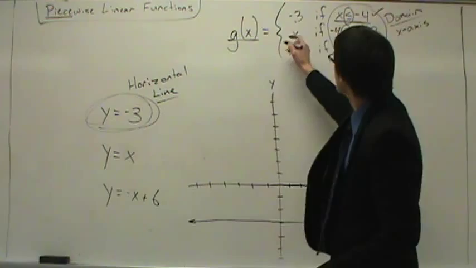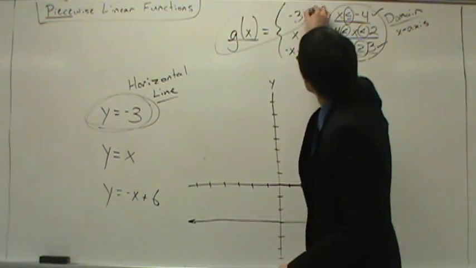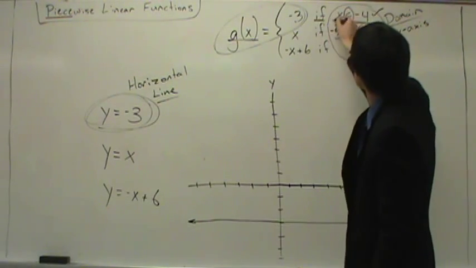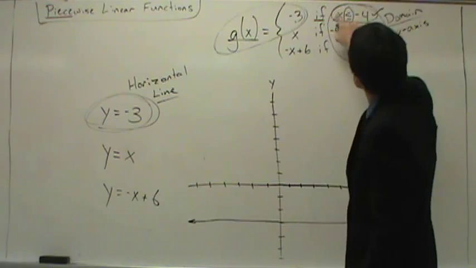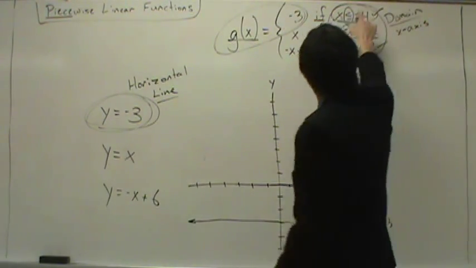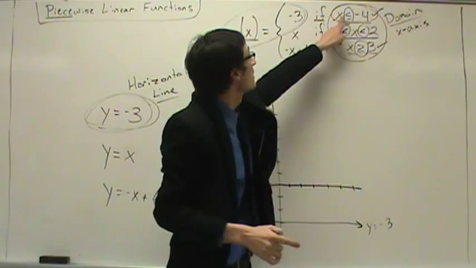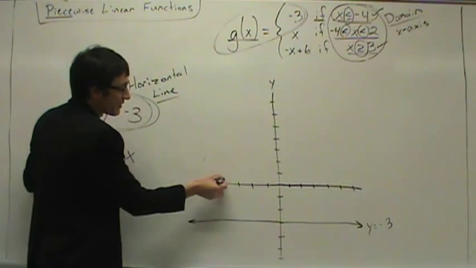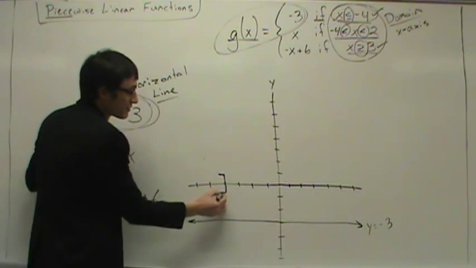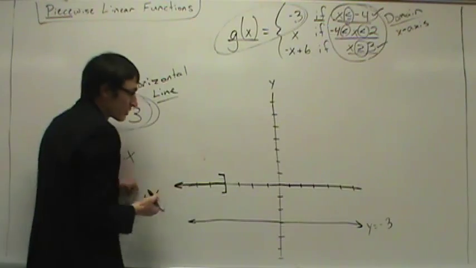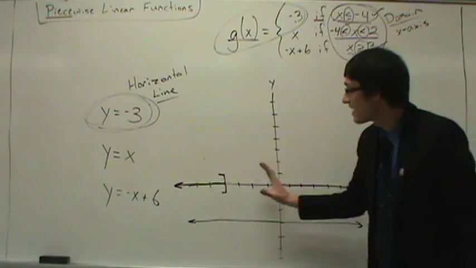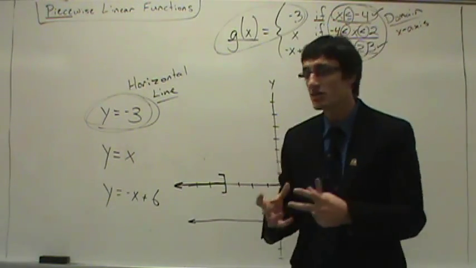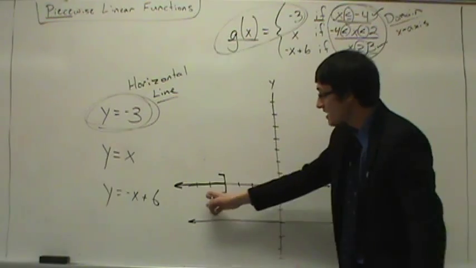Now we look at our domain. For the line y equals -3, the domain says all values of x that are less than or equal to -4. So going back to this portion of the x-axis, remember, we are closed and we are to the left of -4. Okay, here's -4. We are closed, which is a bracket, to the left. We're looking at the portion of the x-axis that is to the left of -4, also including -4.